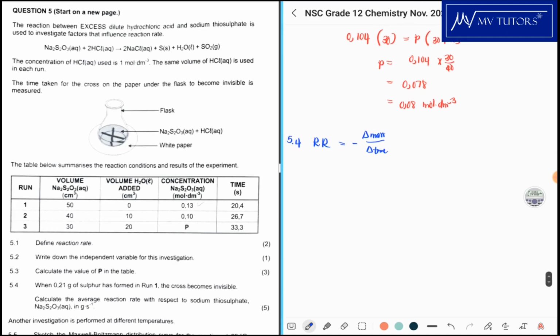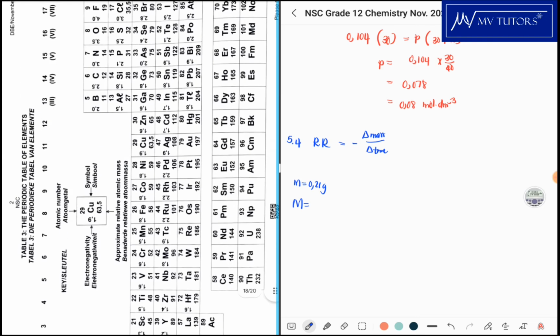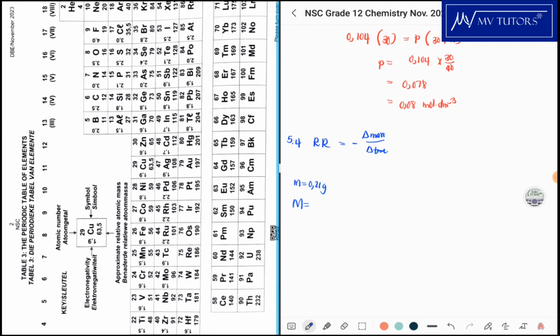All right, so they've given us the mass of sulfur. So what we can do is get the number of moles for sulfur with this mass. The mass is 0.21 grams, and the molar mass for sulfur, if you look at your periodic table of elements, is 32 grams per mole.